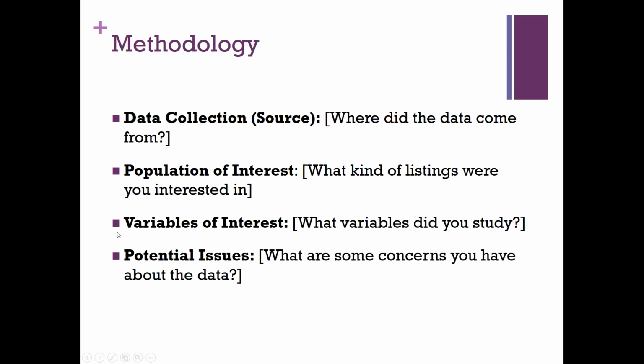What were the variables of interest that you studied, right? Did you study price, cleaning fees, the number of accommodations, cancellation policy? You want to inform the audience what your variables were. And then you'll want to explain any potential issues. Again, you did this in part 2 where you highlighted some of the concerns about the data. Maybe your data might be outdated, there were some blanks, there were some errors. So you want to be upfront with an audience on the imperfections of your data, and that's okay.